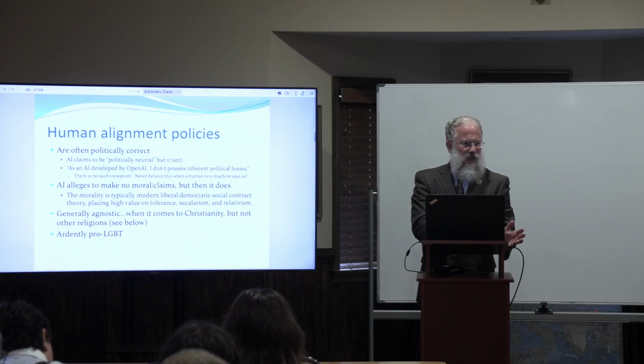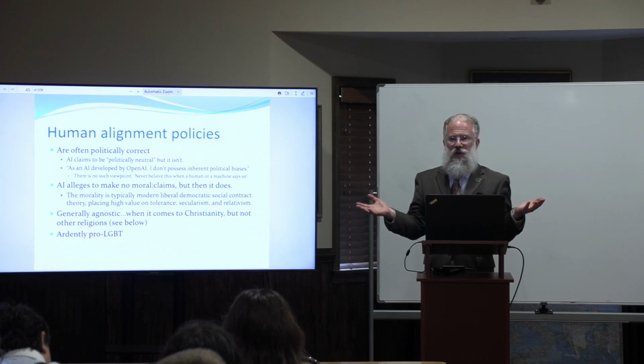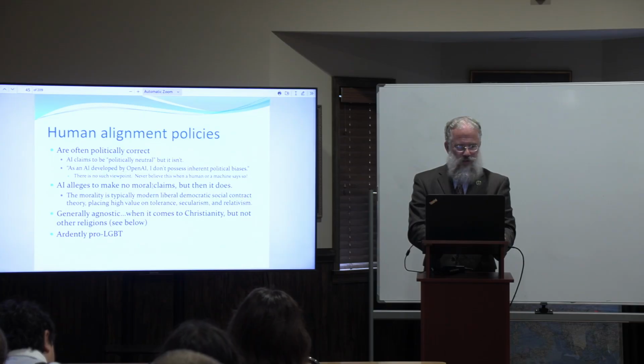And the morality, once again, is typically modern liberal democratic social contract theory or something that places a high value on tolerance, secularism, relativism, not because the people that design it want to be evil, but because these are their values, right? That's what they think is ethical, and so that's what they program into the human alignment policies.